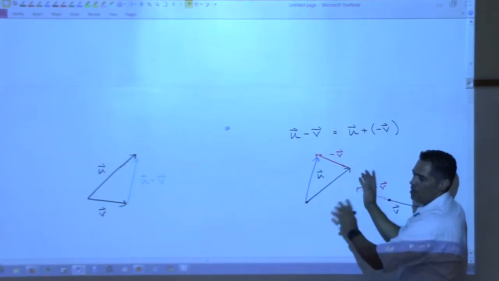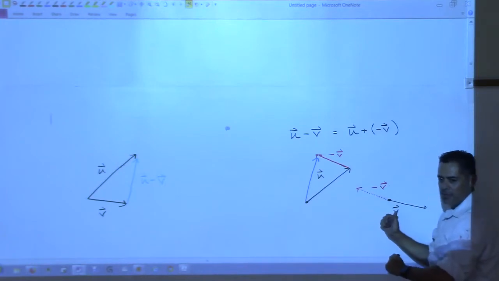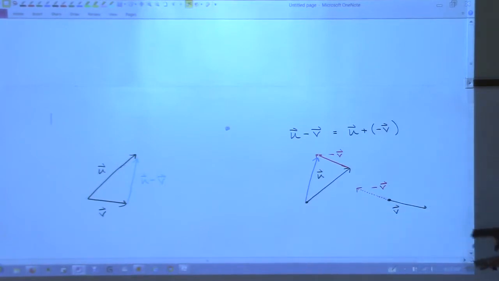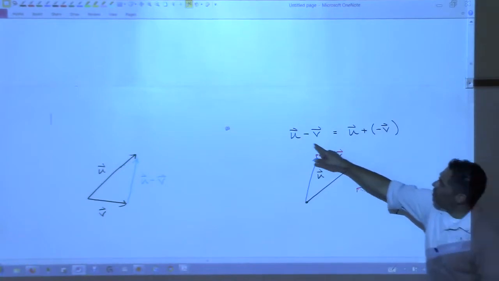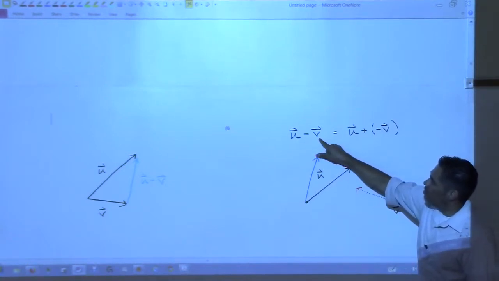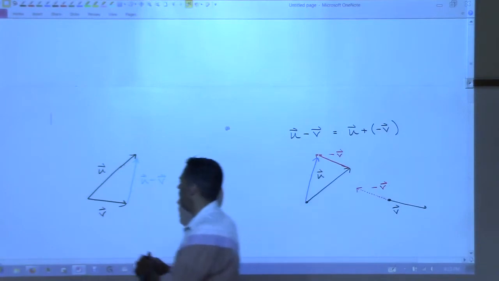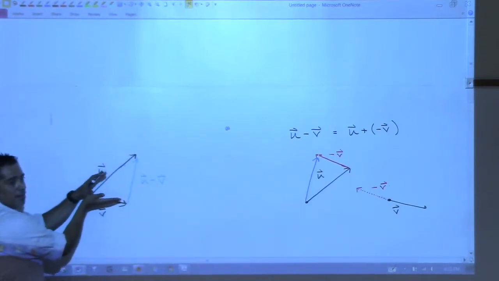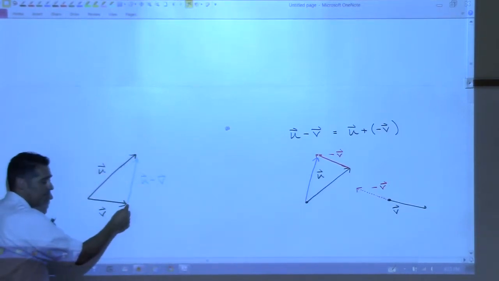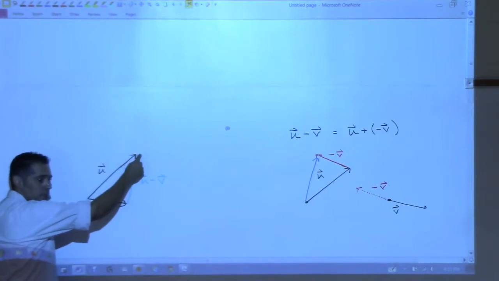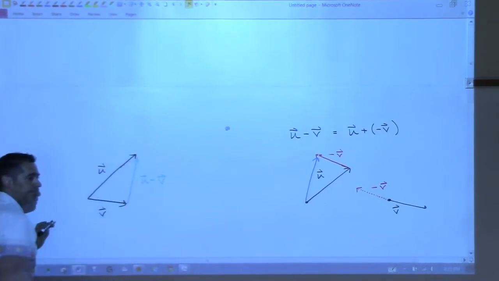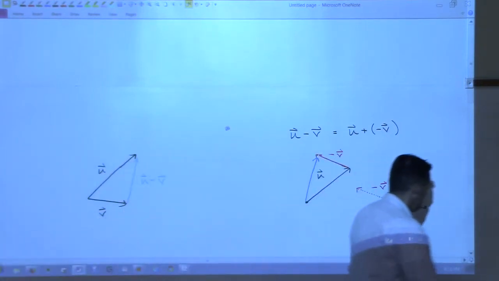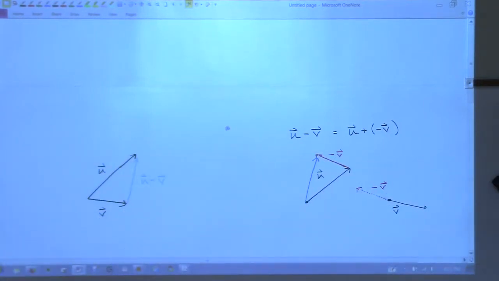We would have to do it all on one sheet of paper to convince ourselves, like do actual numbers. But it turns out that if you want to know what u minus v is, what you can do is you can put u and v tail to tail, and then draw the vector that goes from the tip of v to the tip of u. All right? I can tell a lot of you have seen vector stuff already.